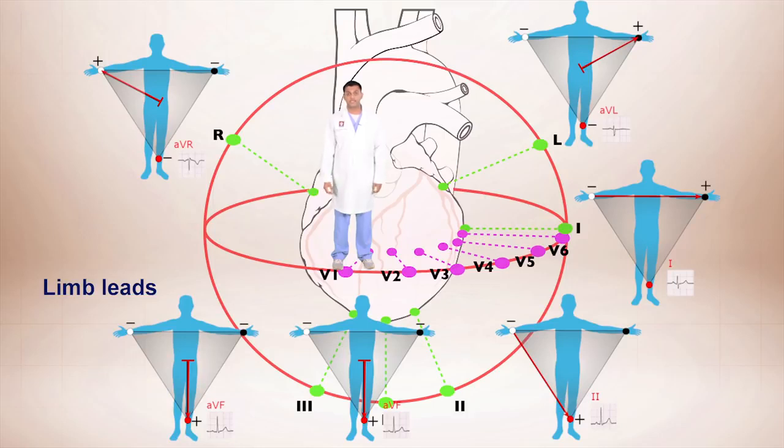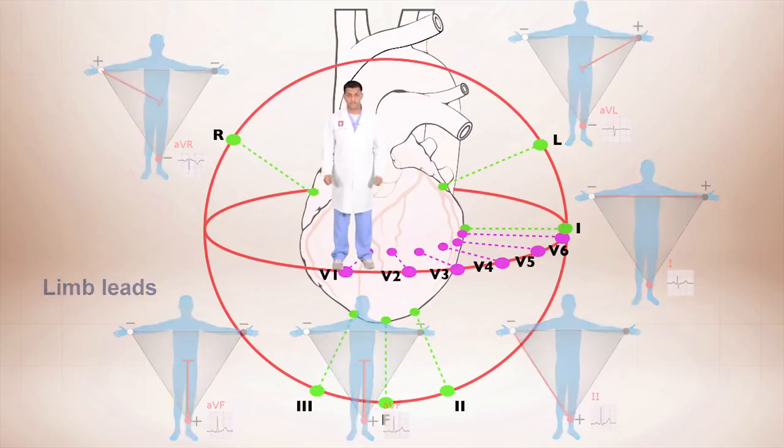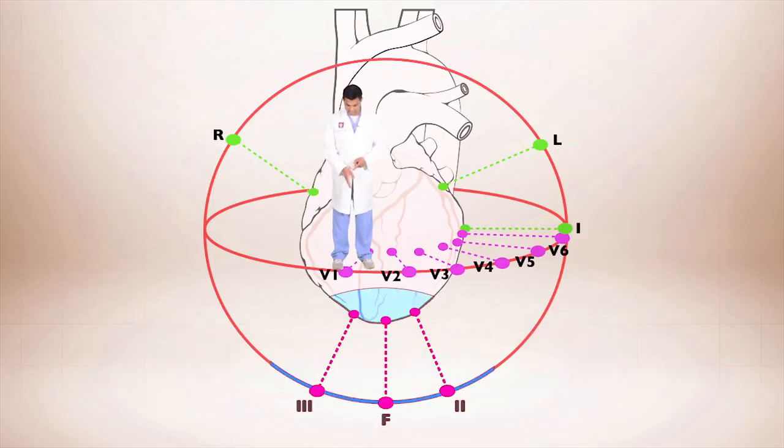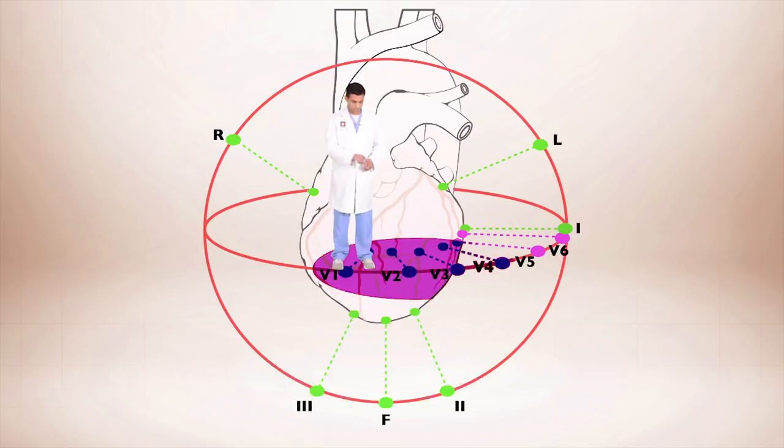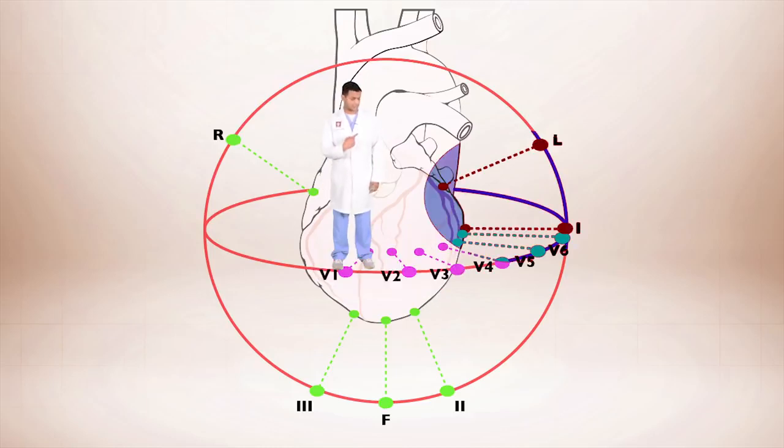And we can take this to take a look at certain portions of the heart. So we have 2, 3, and AVF that are looking at the inferior portion. We have V1 through V4 that's looking at the anterior portion of the heart. And then on this side of me, we have V5, V6, and 1 in AVL. They're looking at the lateral portion of the heart.